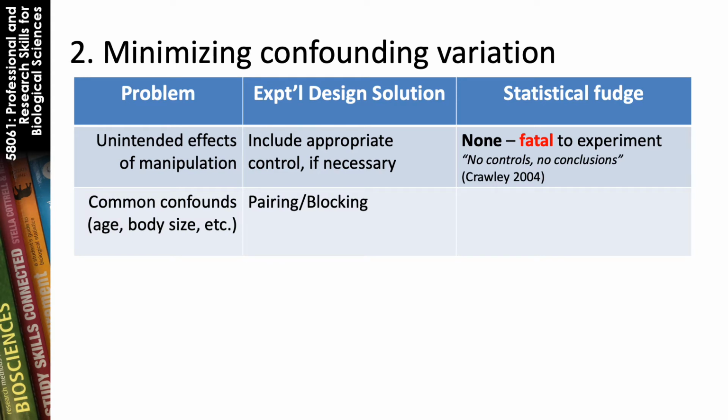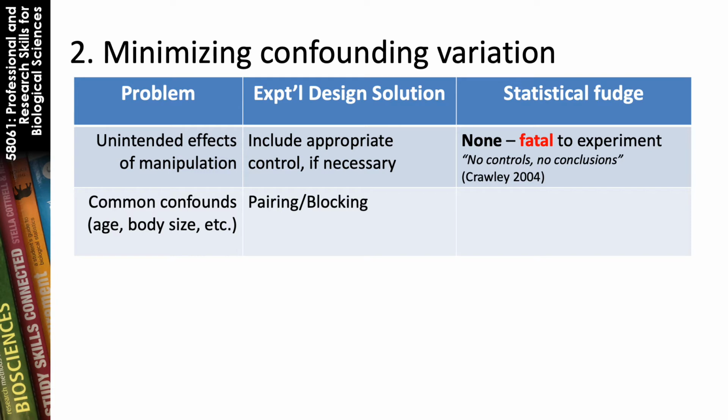The next thing is common confounds. Your response variable is often affected by things like the body size of your subject animals or the age of your animals, etc. And the solution to this, in terms of experimental design, is to use either something called pairing or something called blocking, which is to choose groups of animals which share similar values for the characteristics that might be common confounds.